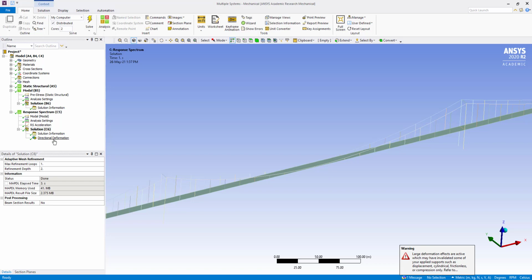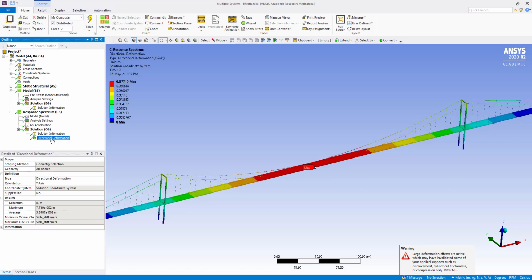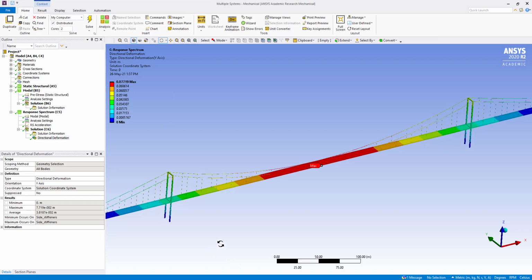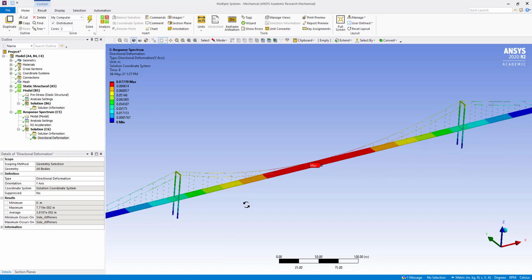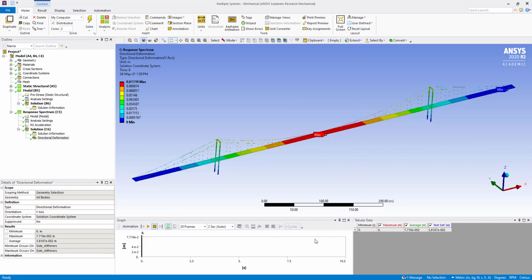Evaluate all results. So you can see the directional deformation in the Y axis is 0.077 meter. And here we can check.